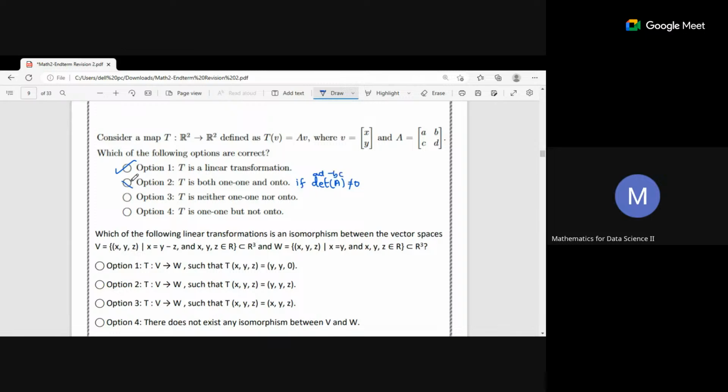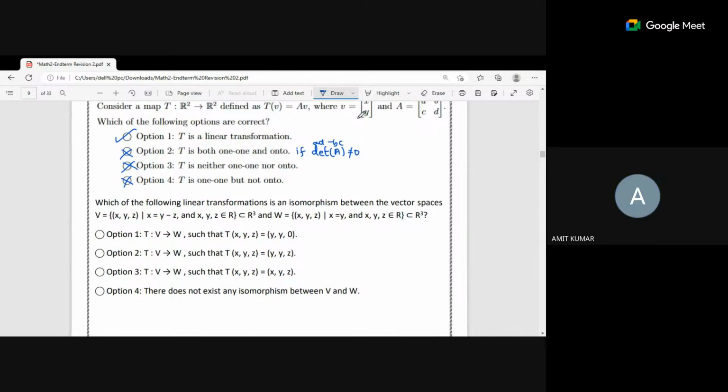So this we cannot say. T is neither 1 to 1 nor onto, that also we cannot say. T is 1 to 1 but not onto. Is it possible? No, it is not possible, ma'am. Either both or none. But in this case, we don't have any specific conditions here. So if it is given T maybe, then it is true. Here it is given T is, so we cannot say whether it is correct or not. So it is an incorrect one.